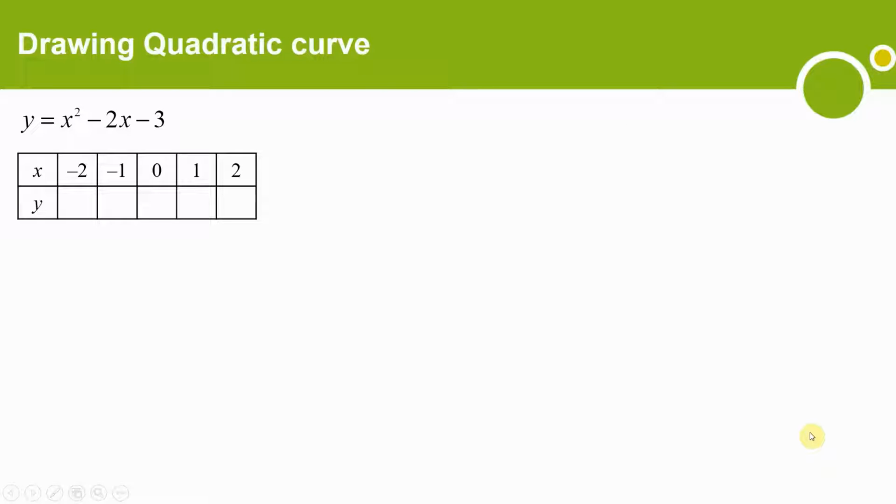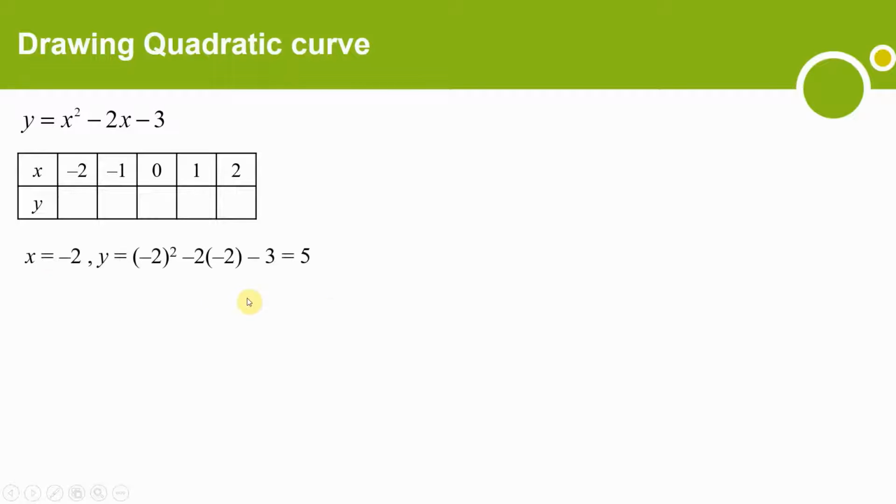Right, so let's look at this example, y equals x squared minus 2x minus 3. It's just like drawing straight lines. We need points to do that, but in this case 3 points are not enough, so we need more than that. The first thing is to substitute all these values into this equation, but we need to be careful when we substitute, especially when we have negative numbers.